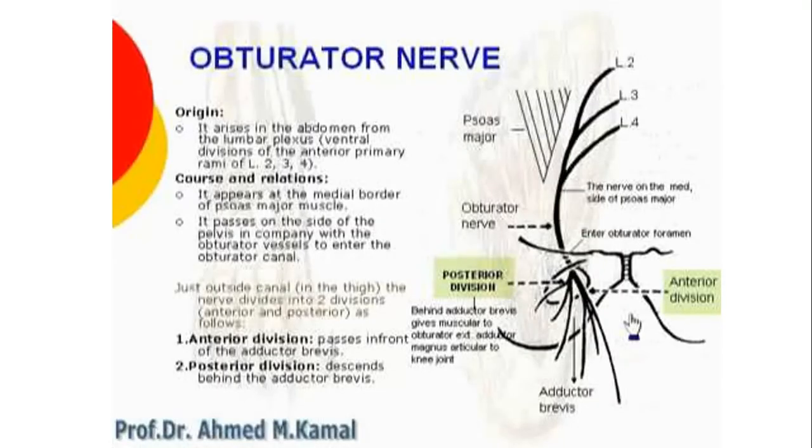Here is a complete course of the obturator nerve from the abdomen, lumbar plexus, ventral division of anterior primary rami L2, 3 and 4, appears at the medial border of psoas major, and then it passes on the side of pelvis, accompanied with the obturator vessel to enter the obturator canal. Outside the canal, in the thigh, divides into two divisions, anterior and posterior. Anterior division in front of adductor brevis, posterior division behind the adductor brevis. So here is the obturator nerve.